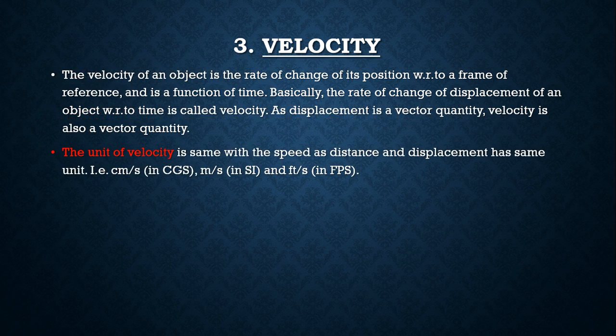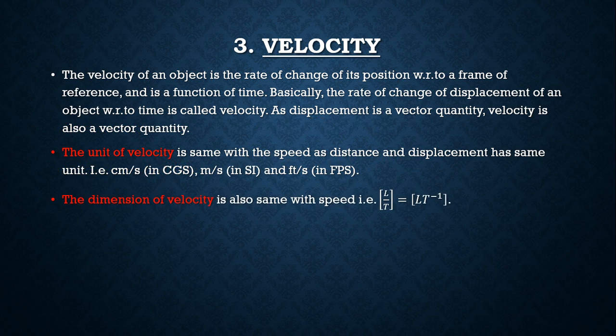The unit of velocity is the same as speed, as distance and displacement have the same unit, that is centimeter per second in the CGS system, meter per second in the SI system, and feet per second in the FPS system. The dimension of velocity is also the same as speed, that is L T inverse.